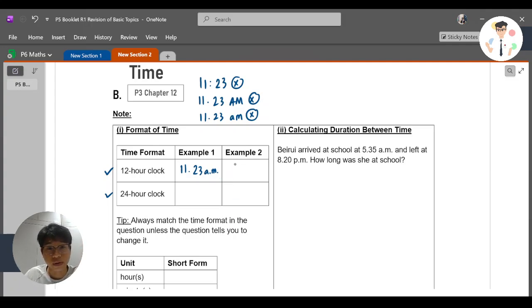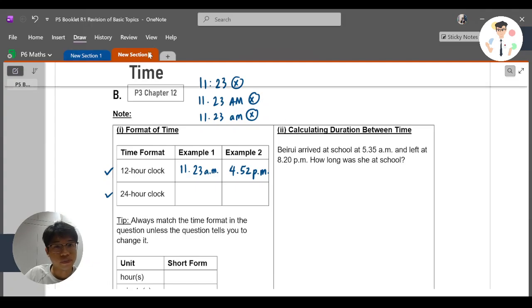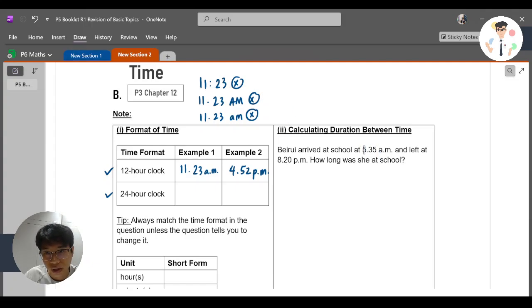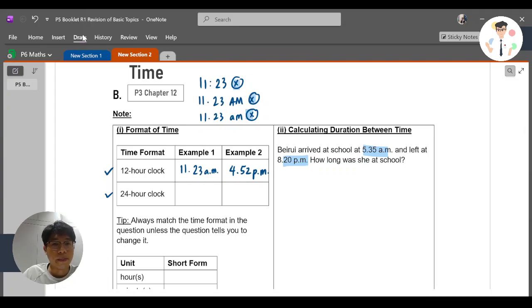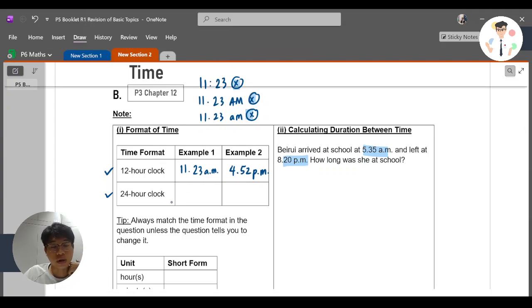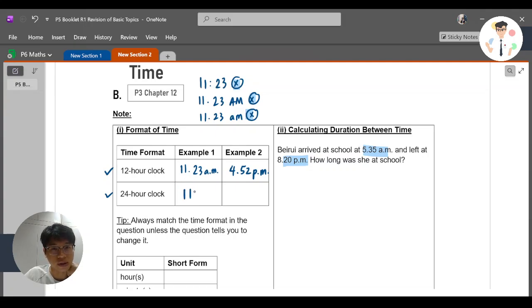Now, another example, maybe 4.52 p.m. The same thing: 4.52 p.m. with dots. So you can see all the examples that I'll be giving are in this format. It's not something like this, okay? Now, if it's the 24-hour clock system, how do we write this? We'll just write the hour 11, then a space, then 23. So that's how we write 11 space 23.